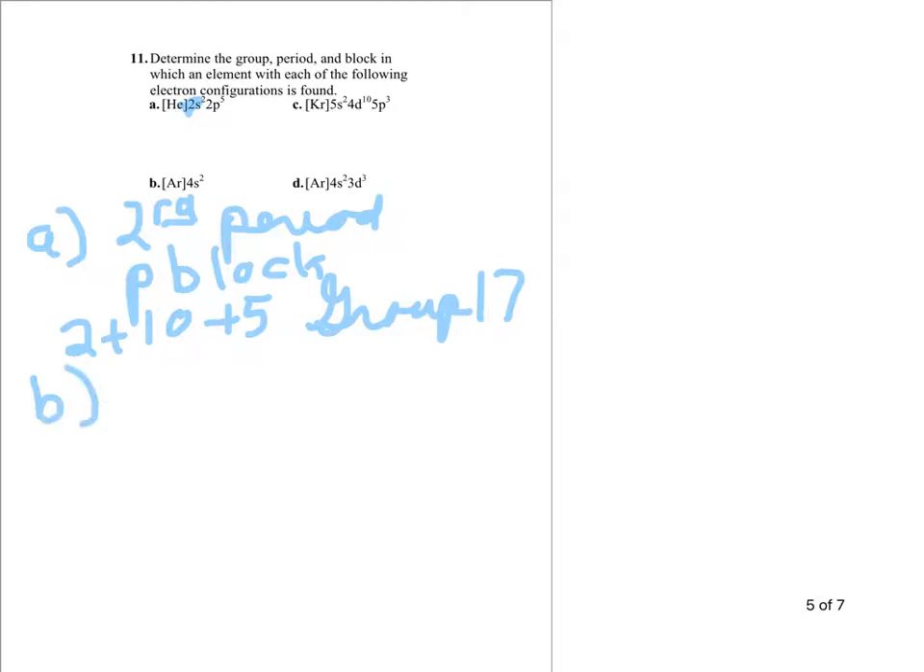B, we've got [Ar] 4s2, so we're in period 4, S block. The S block corresponds to groups 1 and 2, and this is 4s2, so it's group 2.